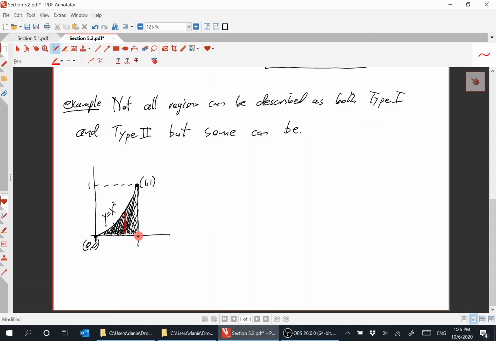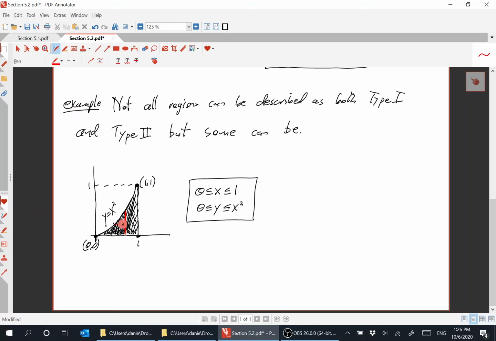Here x is between 0 and 1: 0 less than or equal to x less than or equal to 1, and then y is between x squared and 0. Here's x squared, and here's 0. So 0 less than or equal to y less than or equal to x squared. So that's one description.